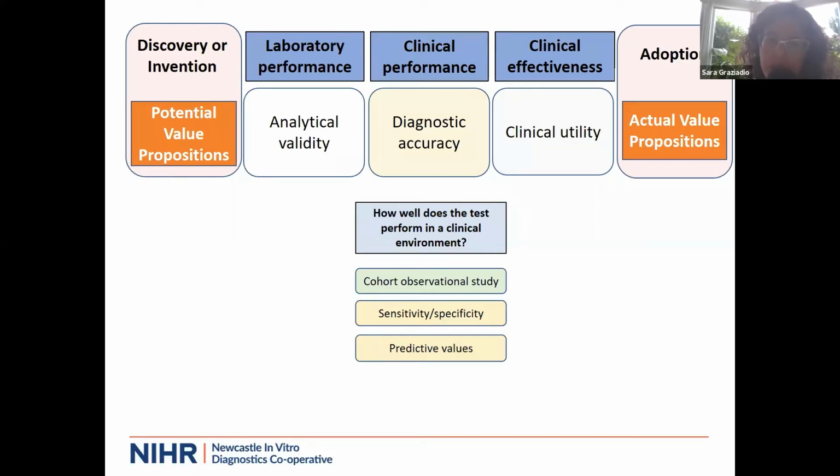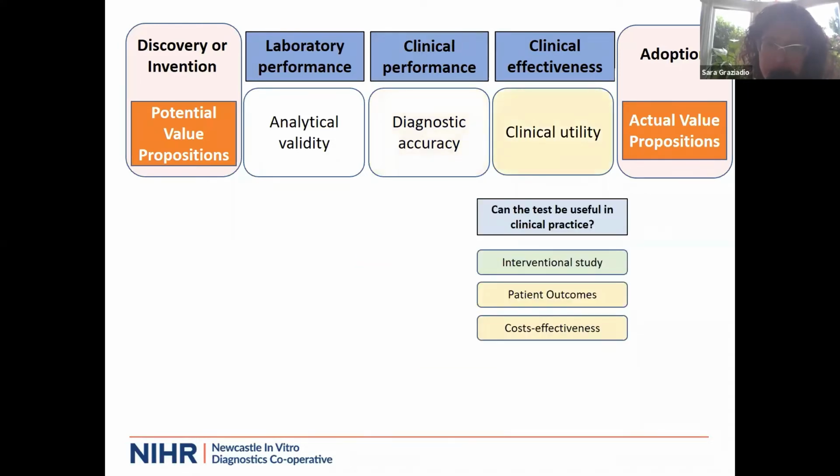So the next step is the clinical utility study. Here, we've got different questions this time. We now know that it works, in theory. That's what we looked at until now. It works also in a clinical environment. So we now want to understand if this test is actually useful in clinical practice.